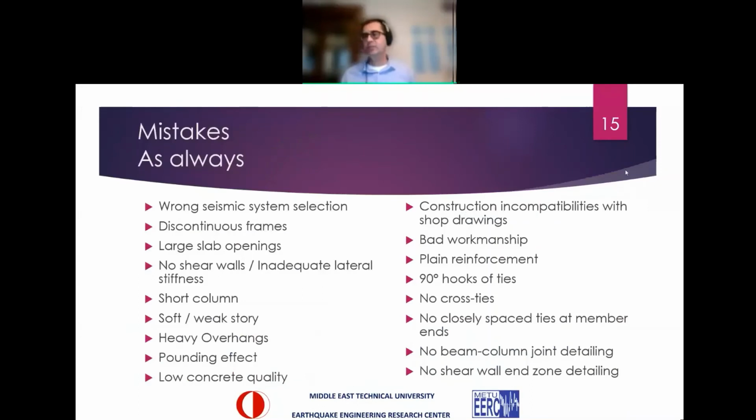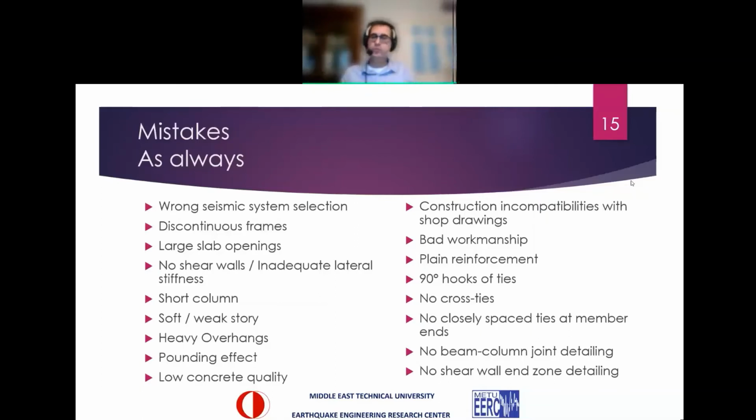Since we have a lot of students here, I want to very fast summarize the mistakes always made and we observed also in this Izmir earthquake. First of all, wrong seismic system selection. It is important, generally, the framing system, the walls are not correctly selected and designed. Especially in Elazığ we saw it, but in Izmir also it is almost the same.